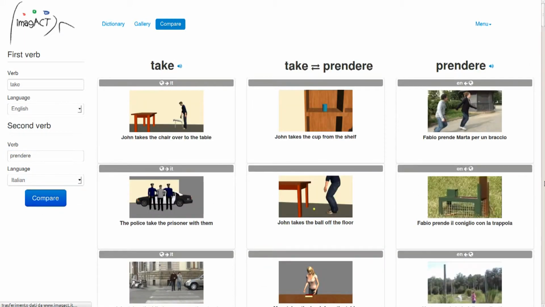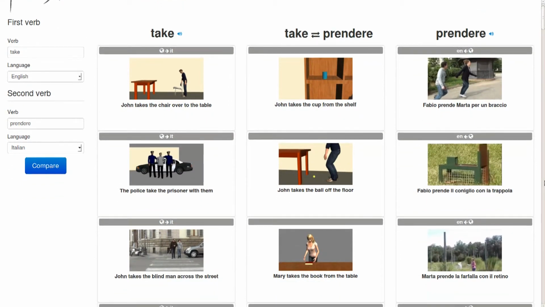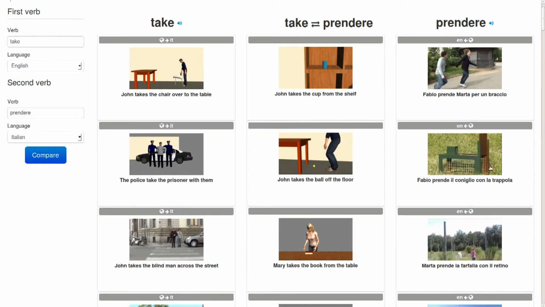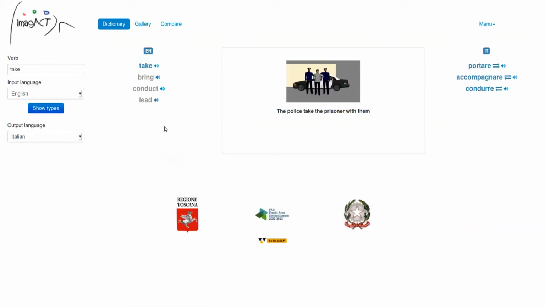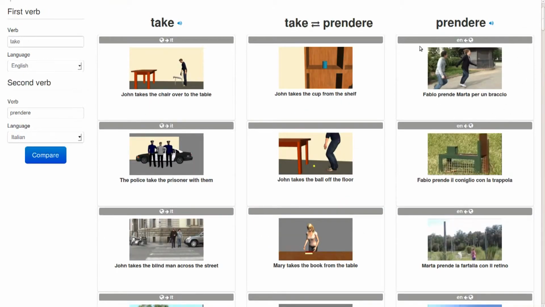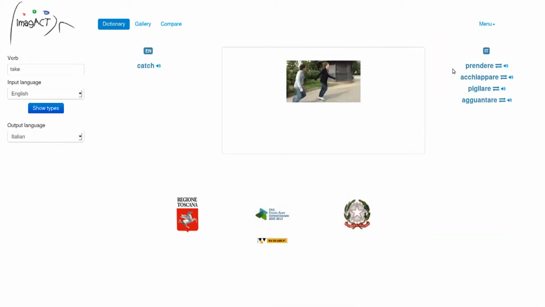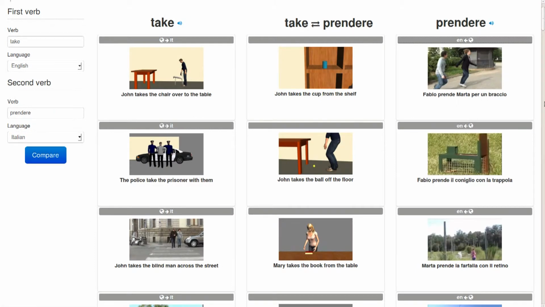For instance, the difference between the English verb to take and the corresponding Italian verb prendere has been made explicit. Prendere cannot be used in actions in which take is equivalent to bring and lead, whereas take cannot be extended to the actions in which prendere is equivalent to acchiappare. This information cannot be derived from bilingual dictionaries, but is a direct consequence of mapping English and Italian verbs onto one ontology of action.